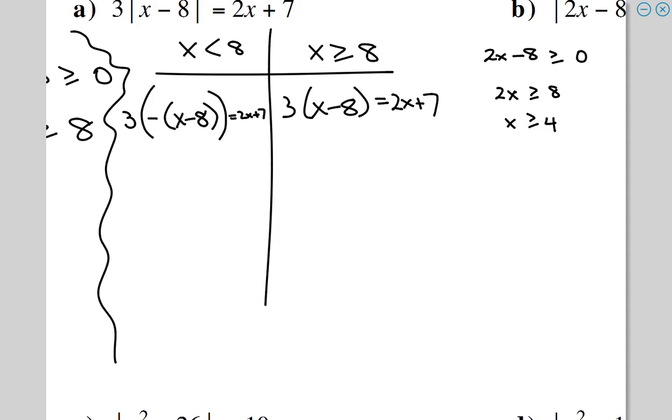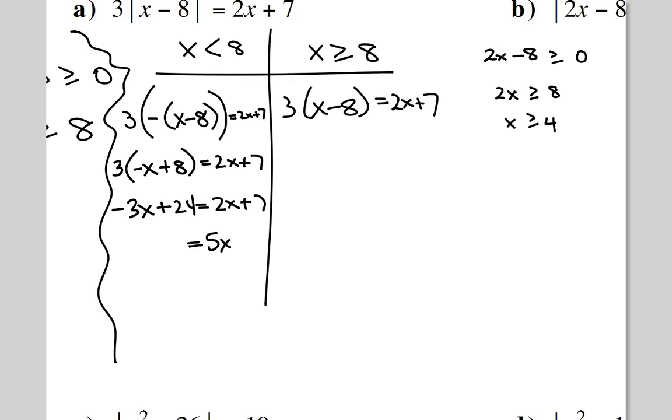So let's solve the left. You got 3, you got a negative x, a positive 8. So negative 3x plus 24 equals 2x plus 7. Send the 3x to the other side, you got 5x. Send the 7 over this way, you get 17. So x equals 17/5.